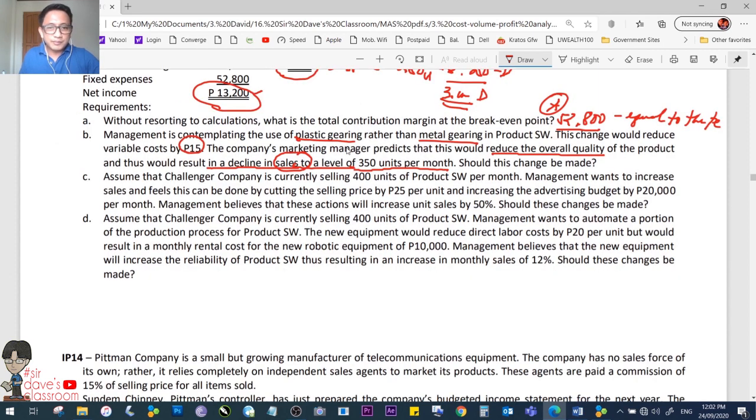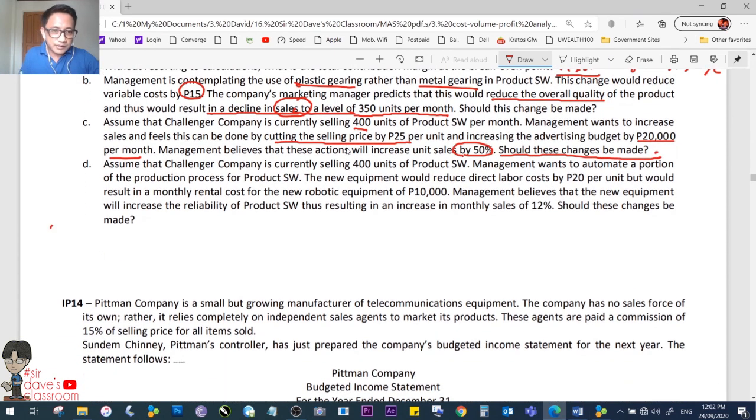Assume that Challenger Company is currently selling 400 units of product SW per month. Management wants to increase sales and feels this can be done by cutting the selling price by 25 pesos per unit and increasing the advertising budget by 20,000 per month. Management believes that these actions will increase unit sales by 50% should these changes be made. Examine po namin kung ano ang effect sa income.